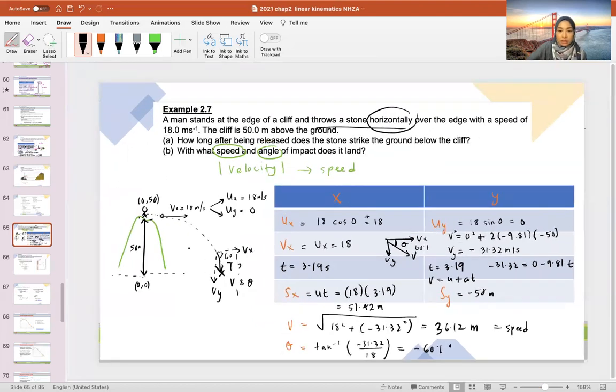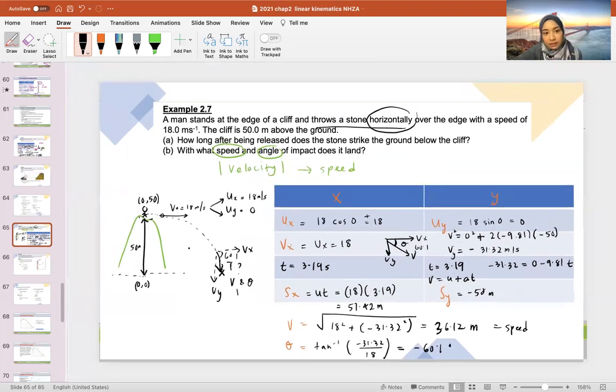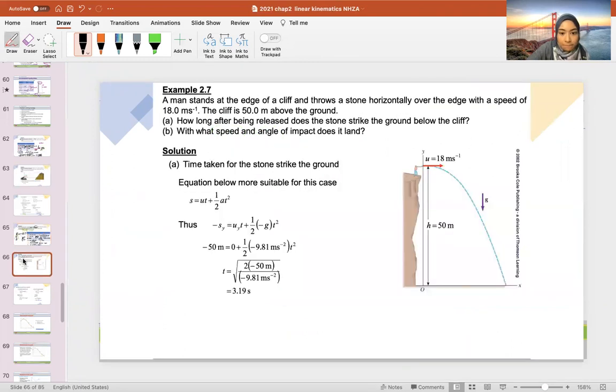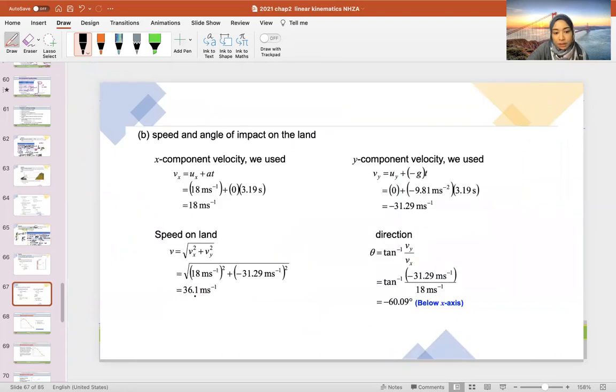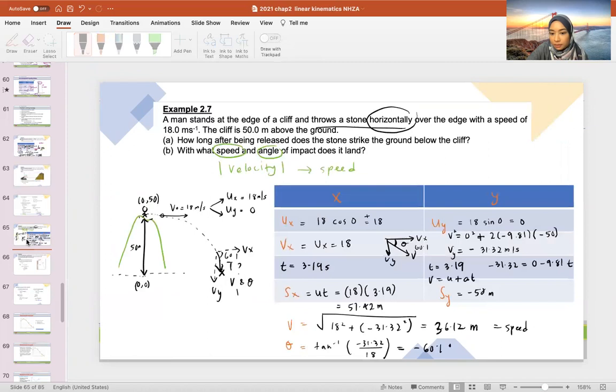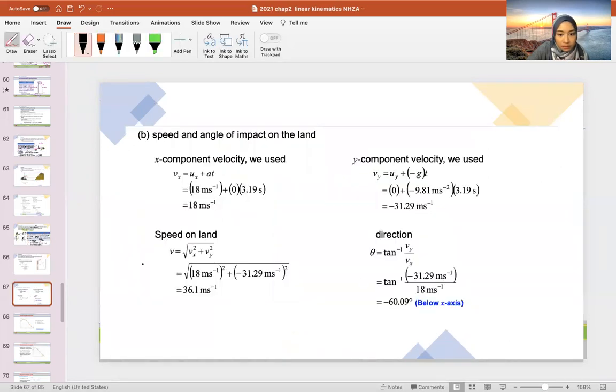So the trick here, tak ada trick sangat, tapi sebenarnya kita confuse dekat x tadi kan, x axis untuk time. Time refers to the same value for y and x. Okay. So the answer is 3.19, betul. And then speed is 36.1, and the angle is minus 60, which is below the x-axis. Okay, so that's great. We got the answer.